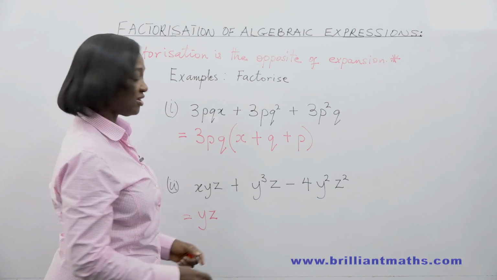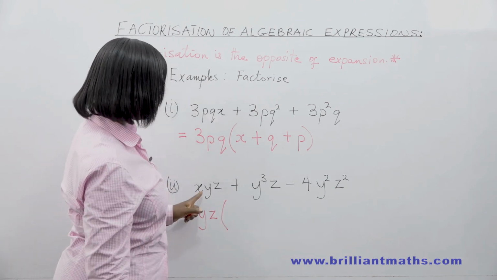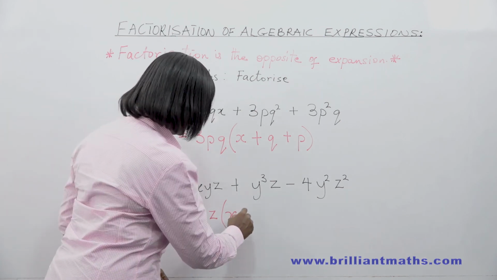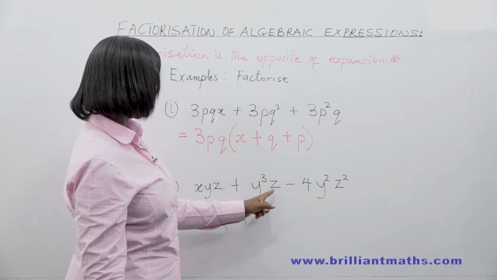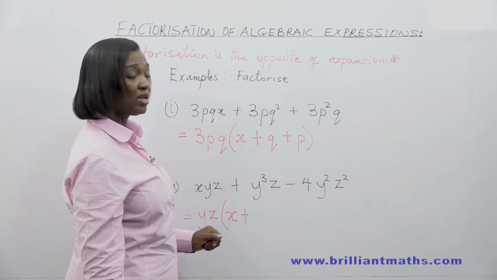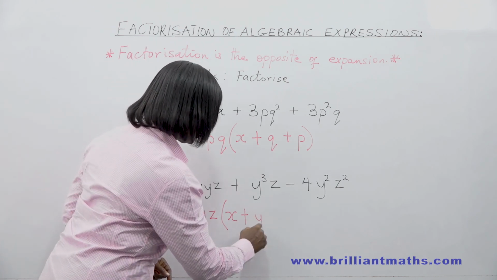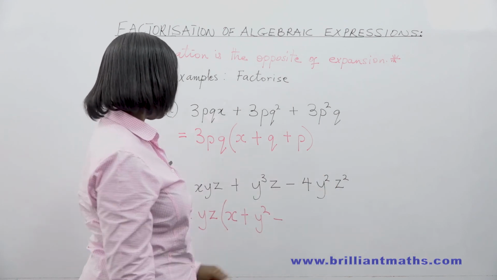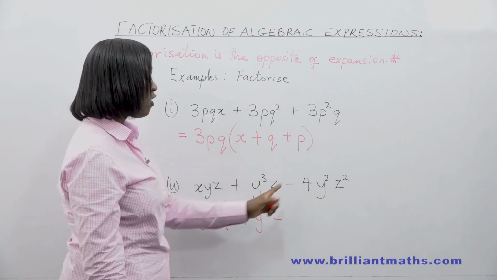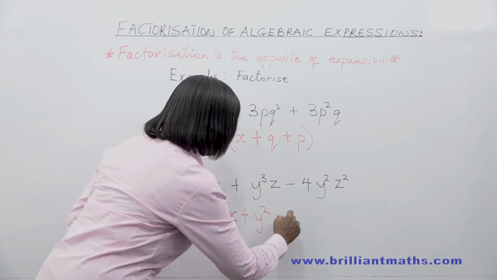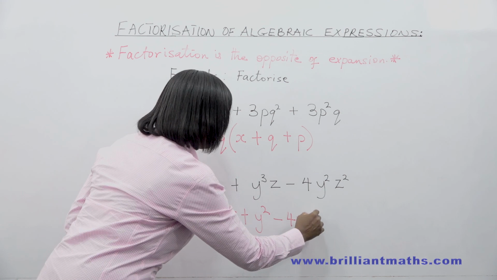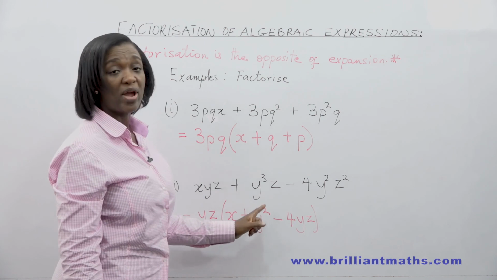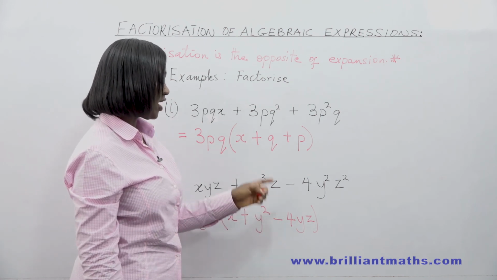So now let's divide. So xyz divided by yz leaves us with an x plus y cubed z divided by yz leaves us with y squared minus 4y squared z squared divided by yz leaves us with 4yz. So our final answer is yz into x plus y squared minus 4yz.